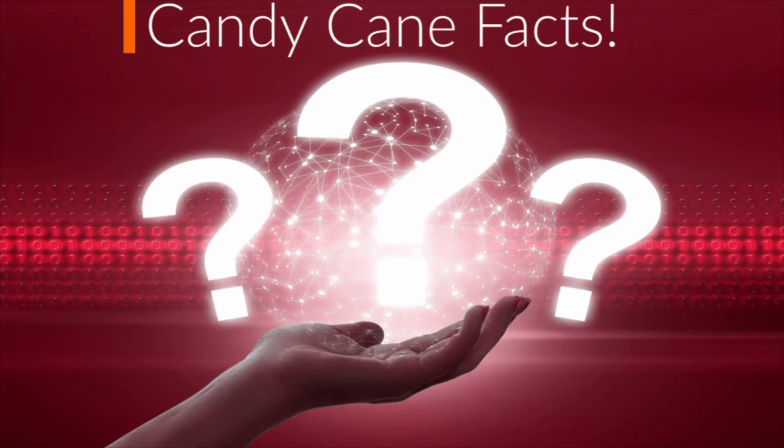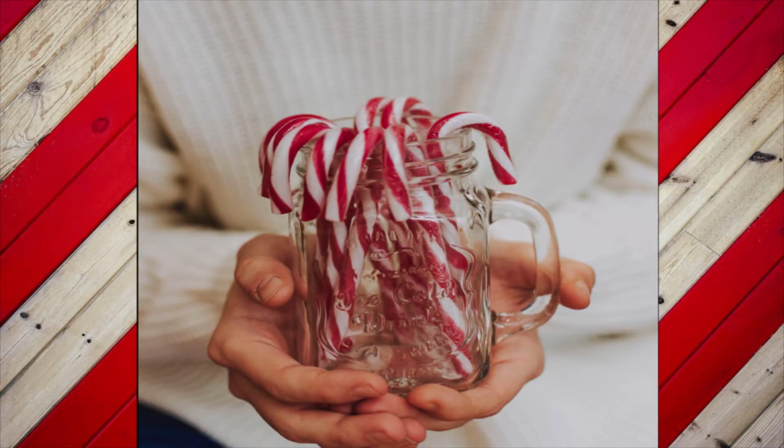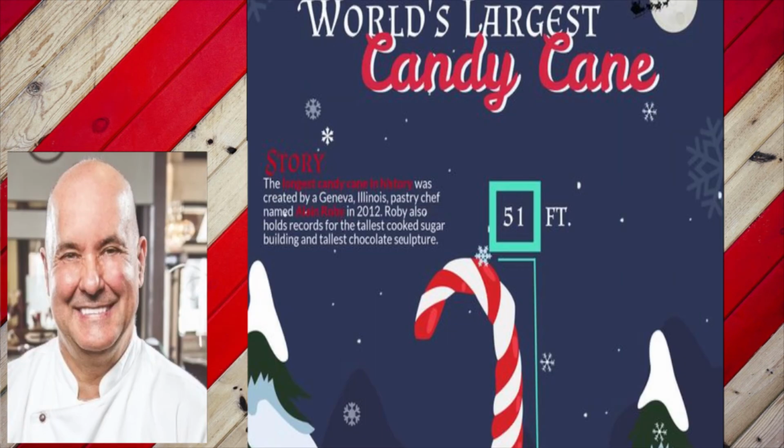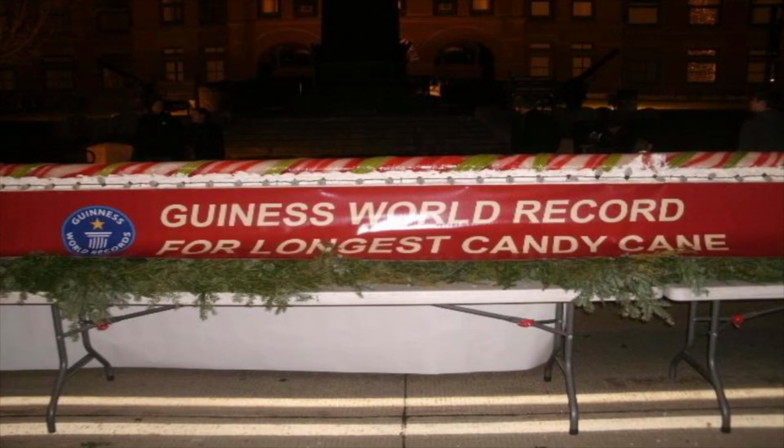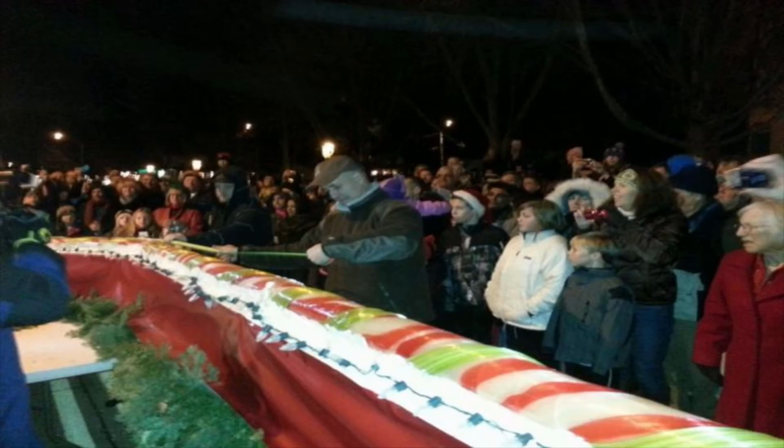Bonus random facts. National Candy Cane Day is celebrated on December 26 in the United States. The average candy cane is about 5 inches long and contains only 50 calories. The biggest candy cane ever? Geneva pastry chef Alain Roby broke his third Guinness World Record by creating the world's longest candy cane on December 8, 2012, measuring 51 feet long. The previous record was 38 feet.